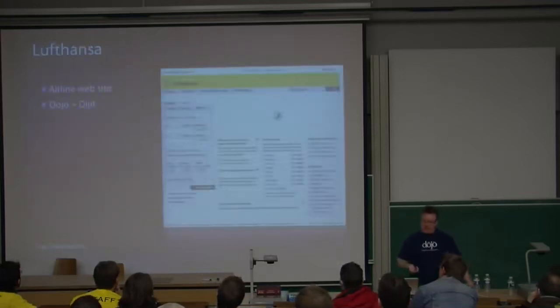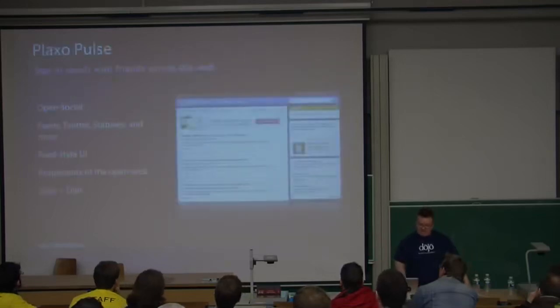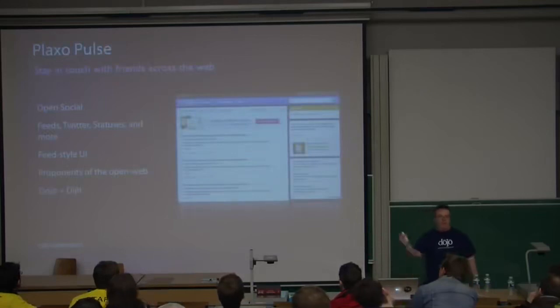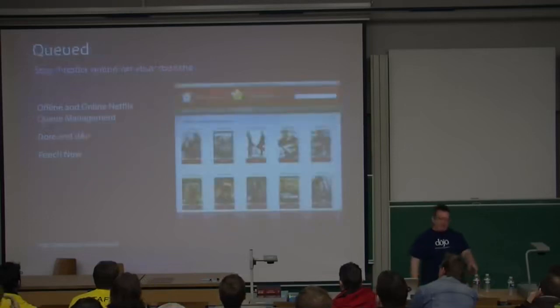Lufthansa is a cool airline. Obviously, you see a flash block in place, so they messed up there, but they use Dojo on their site, which I like. Plaxo Pulse, a lot of people don't use this, but I kind of like it. It's kind of like an early version of FriendFeed, it just pulls in data from different places. It uses Dojo.